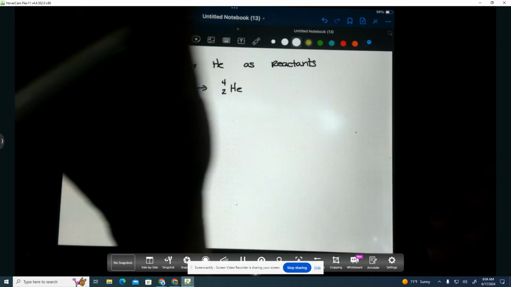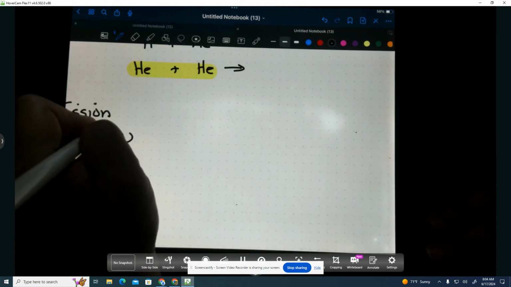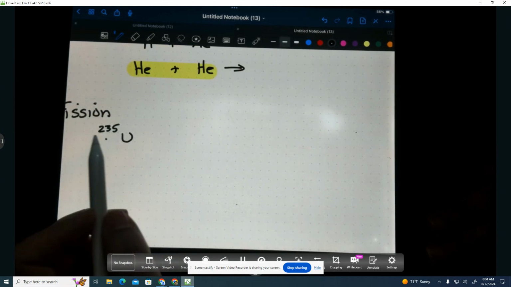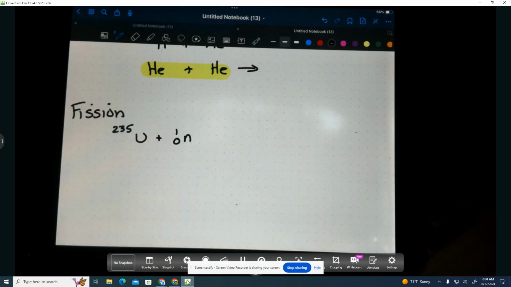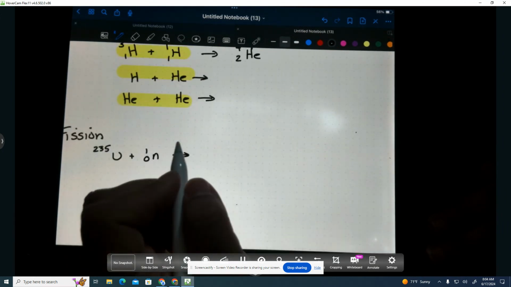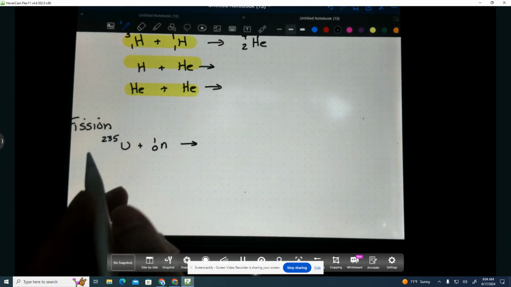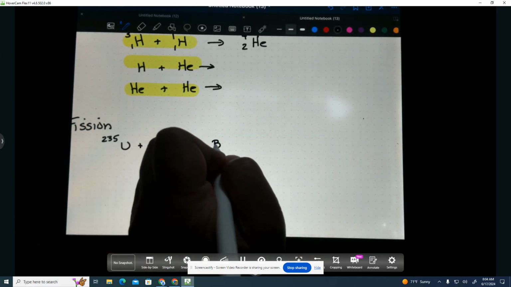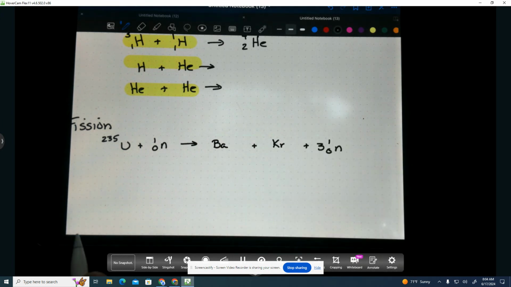Now a fission reaction is going to start with a uranium. I don't know what number they're going to put here, I'm just putting 235, plus a neutron. With a fission reaction, that uranium is going to break down into barium, krypton, and 3 more neutrons. That's what a fission reaction is going to look like.